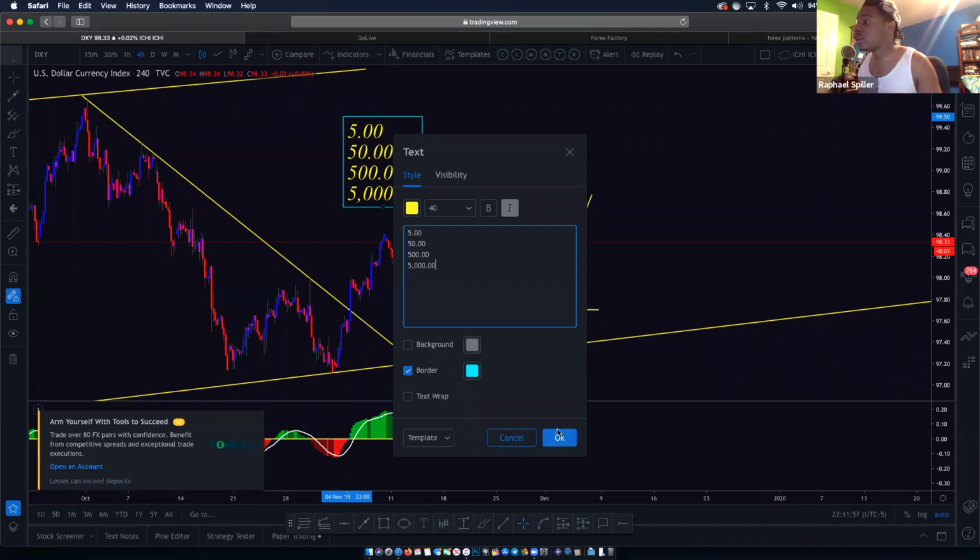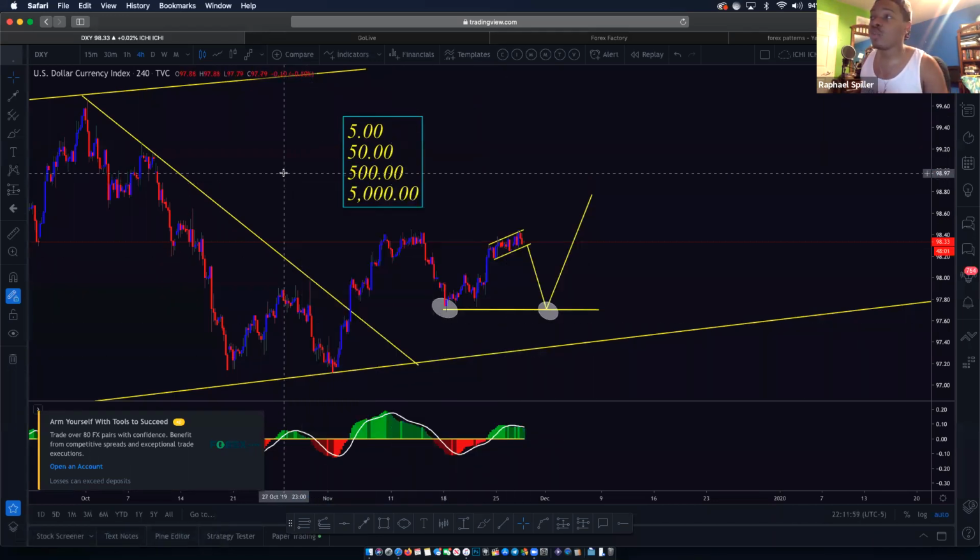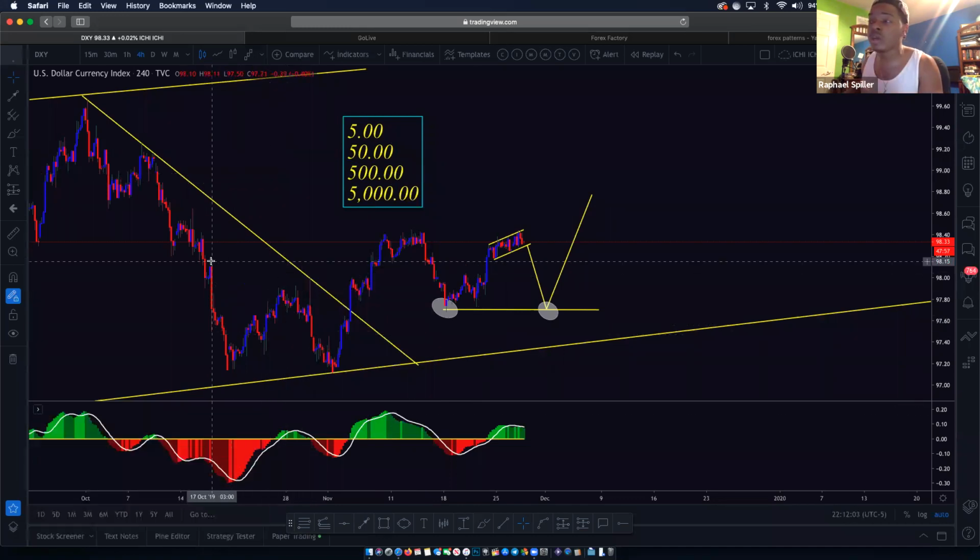Like I said, your lot size is how much of your money you want to use. If you deposit $100, you want to decide: am I going to use the whole $100, or am I only going to use 10 of those dollars? That will determine if you're going to make $5 or $5,000. That's how pips relate to your account, relate to money.